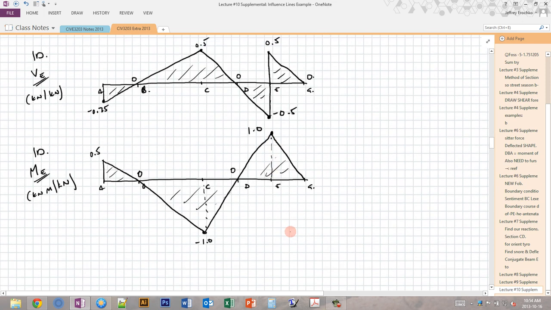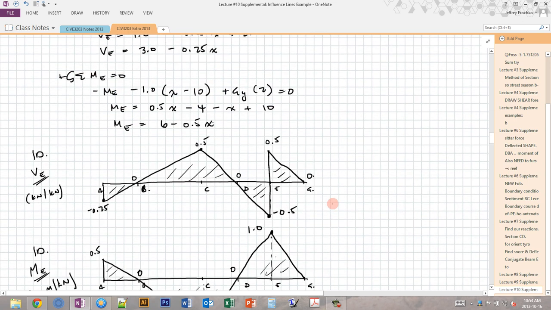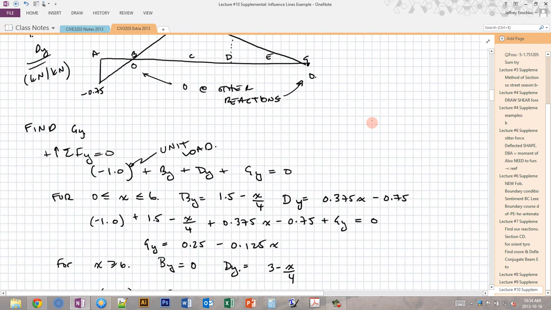So in a companion video, I'm going to go through the same example, except using the Mueller-Breslau principle in order to draw qualitative influence lines and show how we can skip some steps here where we don't have to calculate all of the reaction influence diagrams.